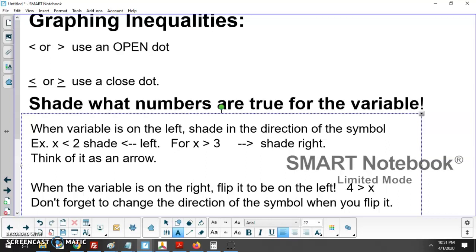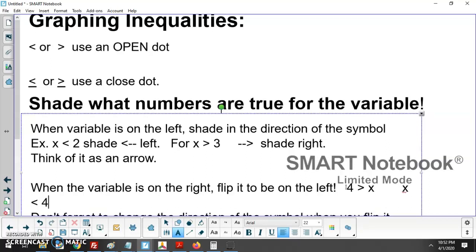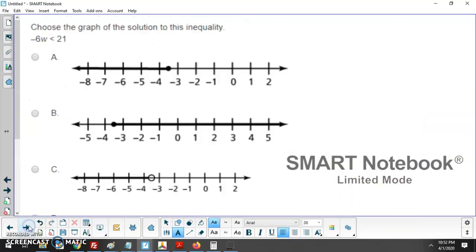So like if it was 4 greater than x, I wouldn't graph that at first. I would make it x is less than 4, and then I would graph x is less than 4, okay? Let's look at the quiz problems here.